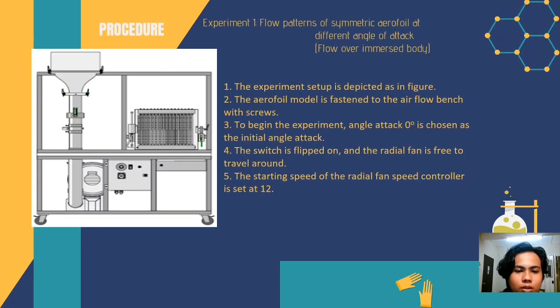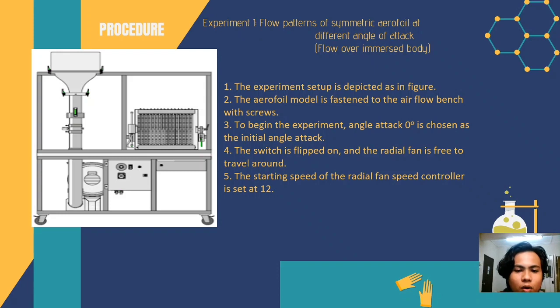As my colleague explained earlier, this investigation consists of two experiments. The first experiment is the flow pattern of a symmetric aerofoil at different angles of attack, also known as the flow over immersed body experiment. The process begins with the experiment setup, as depicted in the figure. The aerofoil model is fastened to the airflow bench with screws. To begin the experiment, an angle of attack of 0 degrees is chosen as the initial angle.